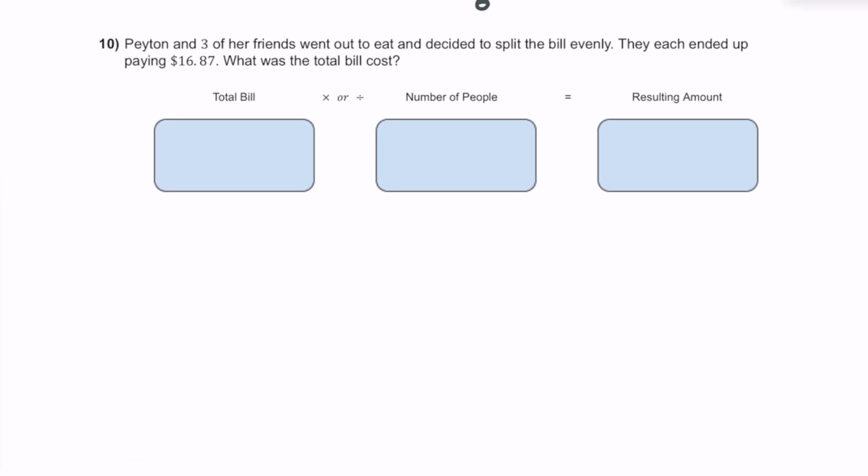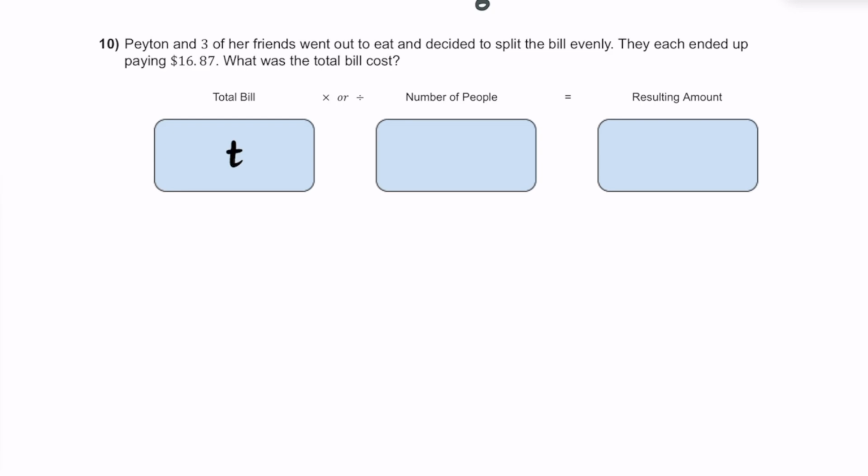Let's try one more example here. In number 10, Peyton and 3 of her friends went out to eat and decided to split the bill evenly. They each ended up paying $16.87. What was the total bill cost here? So the question says, what is the total bill? So for the total bill, we don't know what it is. Let's go ahead and just maybe put T for total.